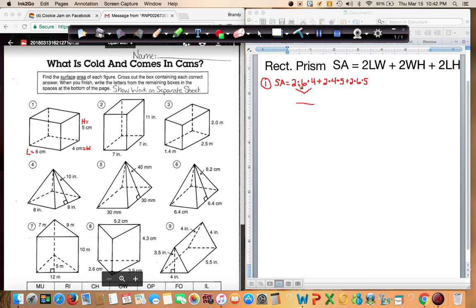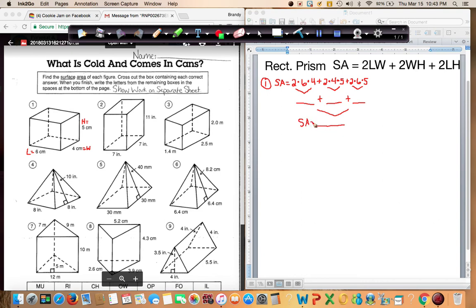You're going to multiply 2 times 6 times 4, plus, and we're going to multiply 2 times 4 times 5, plus 2 times 6 times 5. And when you get the answer for these 3 pieces, you're going to add them together, and that's your final surface area answer.